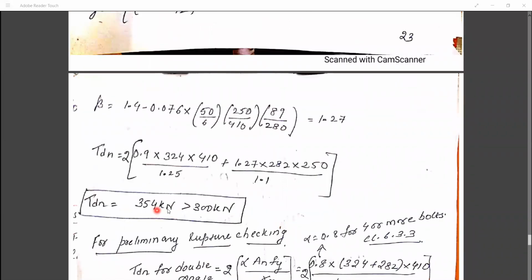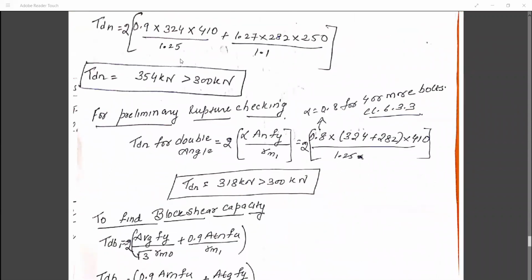If you substitute all these things, you will get the TDN section. TDN section 2 times of 0.9 into 324 into 410 divided by 1.25 plus 1.27 into 282 and 250 divided by 1.1. So 354 kilonewton is more than 300 kilonewton. That is safe. I hope you are understanding this.